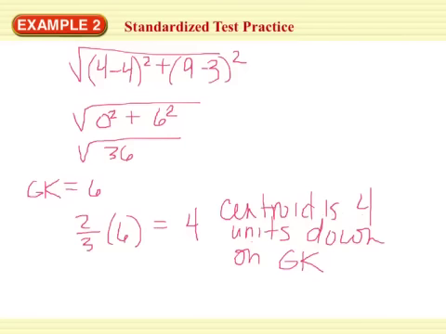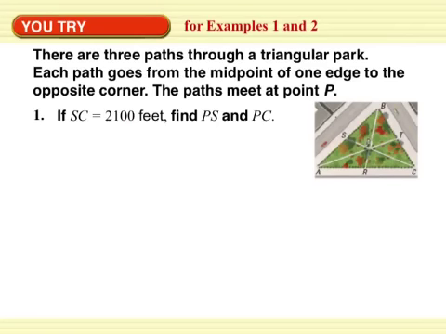Forward again. All right, you try. There are 3 paths through a triangular park. Each path goes from the midpoint of one edge to the opposite corner, or vertex. The paths meet at point P. So point P is the centroid, right? I'll do this first one because there's 2 more for you.